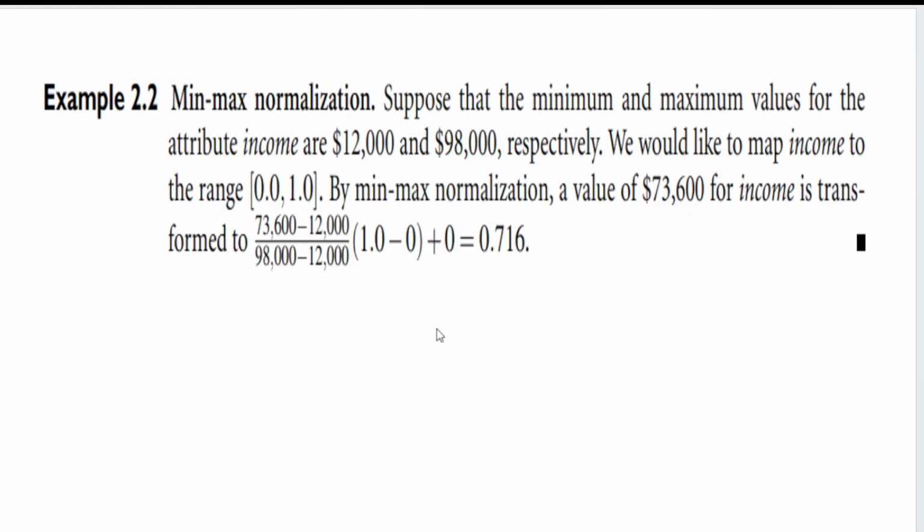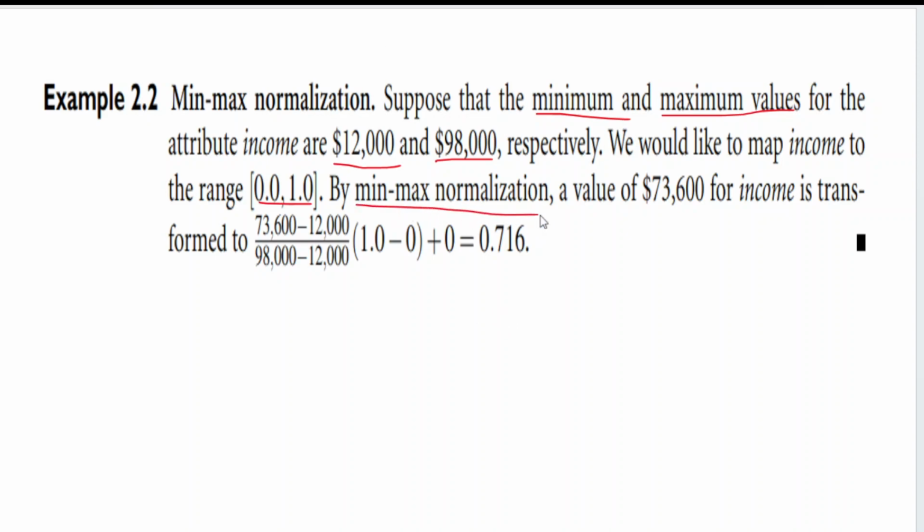And see here, they have given one example. Suppose the minimum and the maximum values for the income are there. What is my minimum value here? $12,000. What is my maximum value here? $98,000. I would like to map the income within the range of 0 to 1. Within the range of 0 to 1 only, I would like to map my income value here.